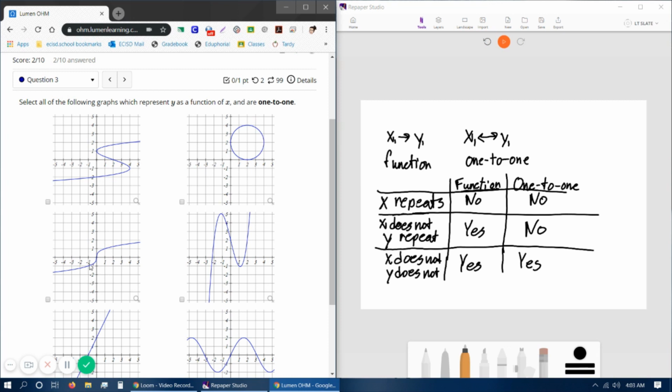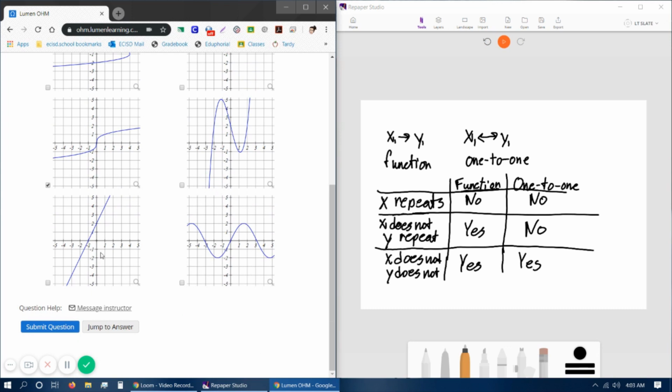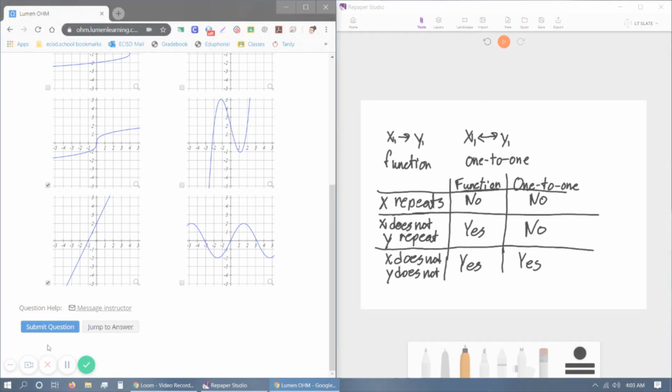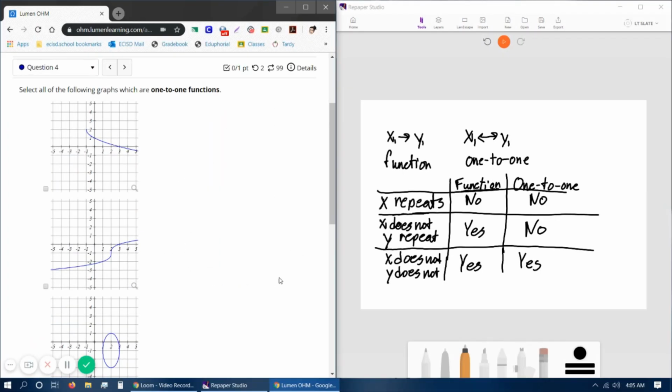The third graph passes the vertical and horizontal line tests, so it is a one-to-one function. The fourth graph passes the vertical line test and is a function, but it fails the horizontal line test and is not one-to-one. The fifth graph passes both the vertical and horizontal line tests, so it is a one-to-one function. And the sixth graph passes the vertical line test and is a function, but fails the horizontal line test and is not one-to-one. Question 4 is the same as question 3.